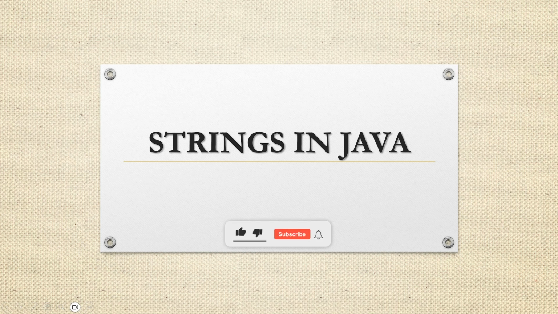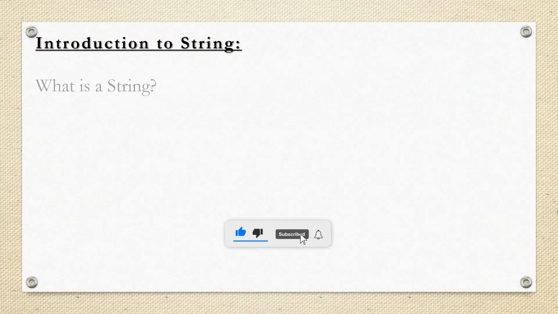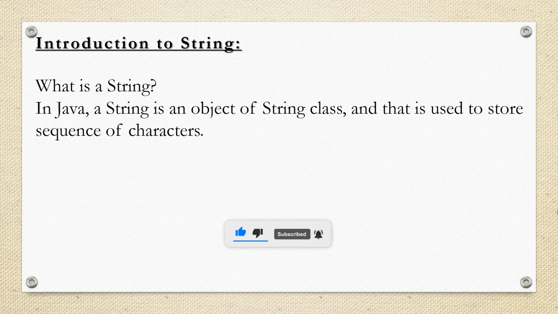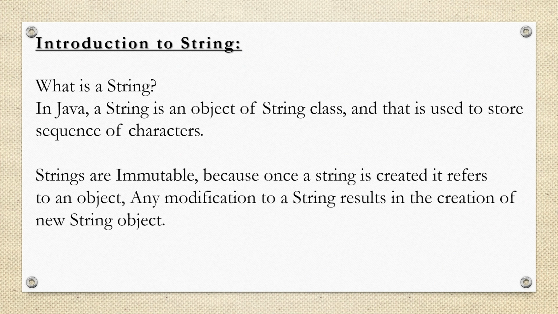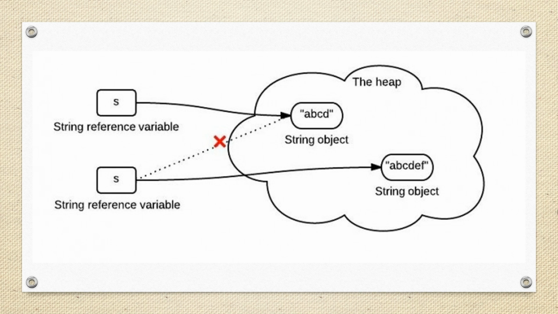Strings in Java. Introduction to string. What is a string? In Java, a string is an object of the String class, and that is used to store a sequence of characters. Strings are immutable, because once a string is created it refers to an object. Any modification to a string results in the creation of a new string object. Here in this image, we explained string immutability.